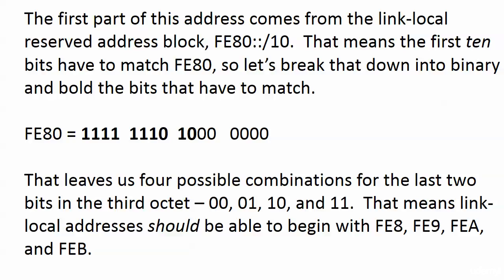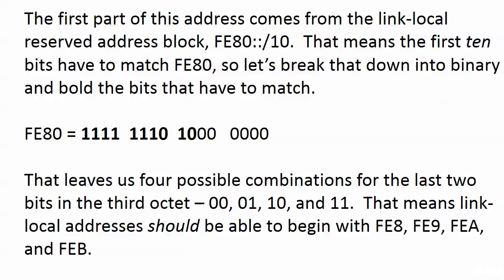And this is a good one to know. It's FE80::/10. Now, that mask means the first 10 bits have to match FE80. So I've broken that down into binary, and the interesting thing here is that those last 2 bits in the third block, we could come up with 4 different combinations there because those don't have to match the 10-bit mask. They're the 11th and 12th bits, so they don't have to match.